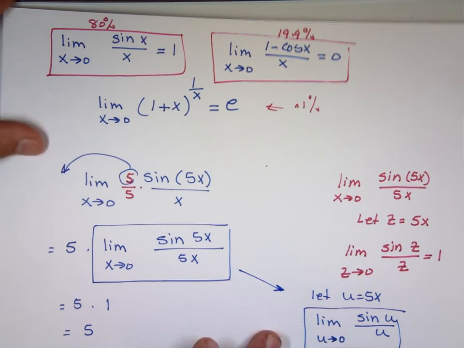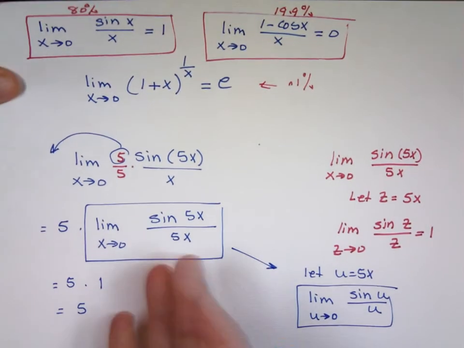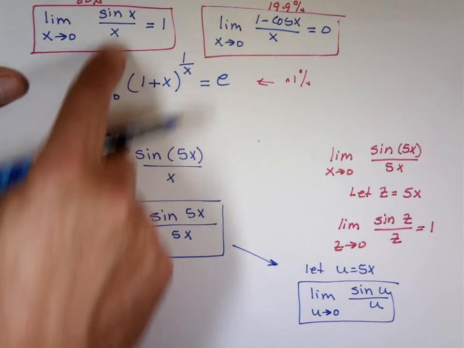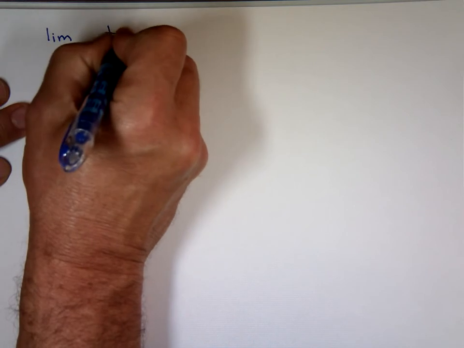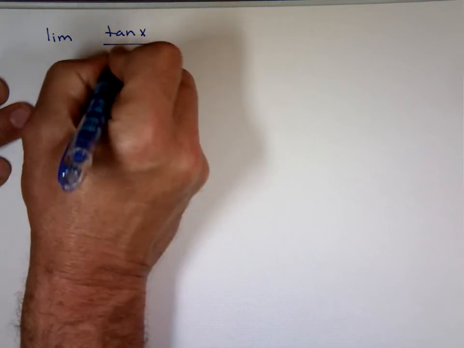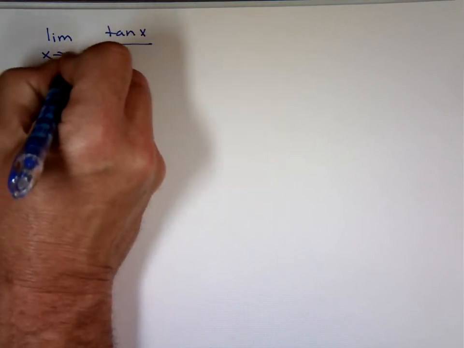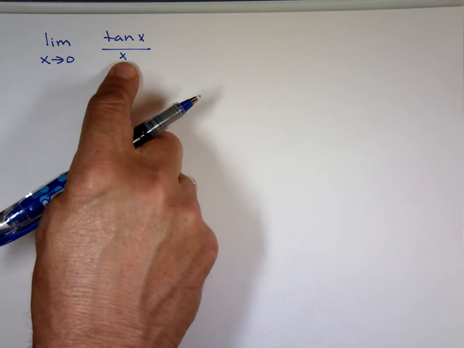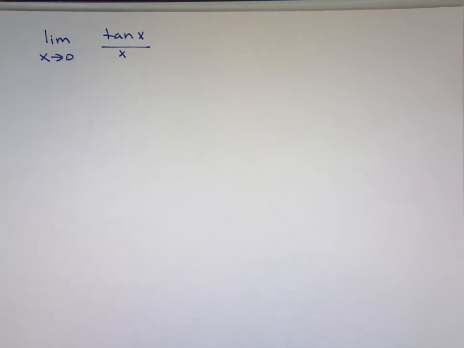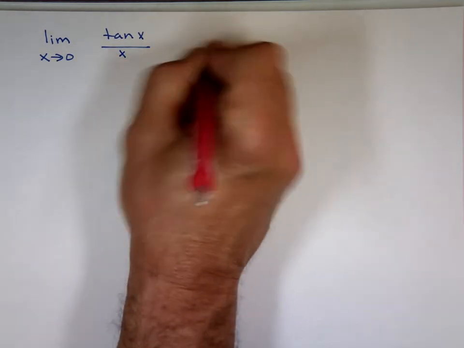Another case, they might trick you. You might not see the sine of x over x till you play with it. They might give you a problem like this. The limit of tangent x over x as x approaches 0. And again, if you go direct substitution, you know it doesn't work because you're dividing by 0. So direct substitution, I know tangent 0 is 0. 0 over 0 is a problem.